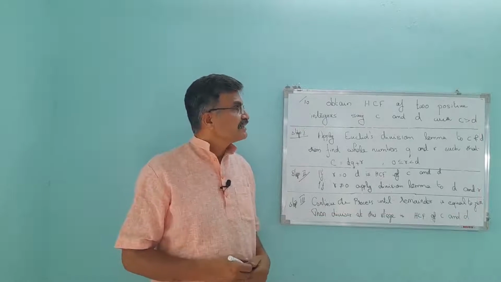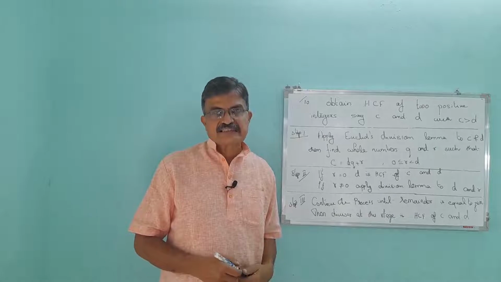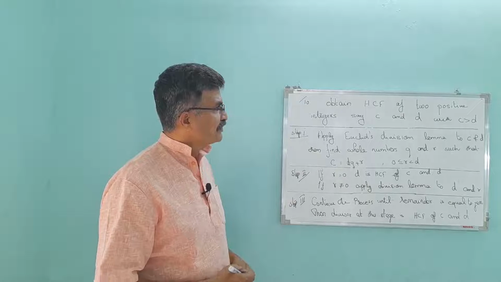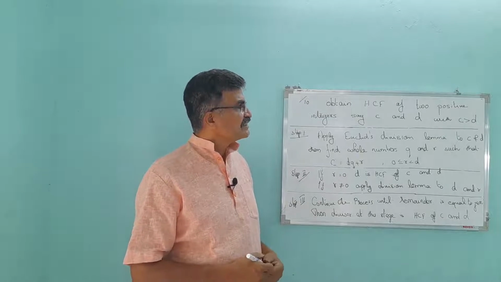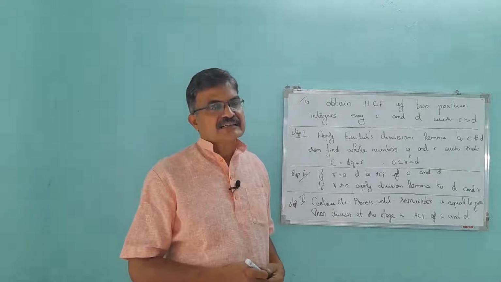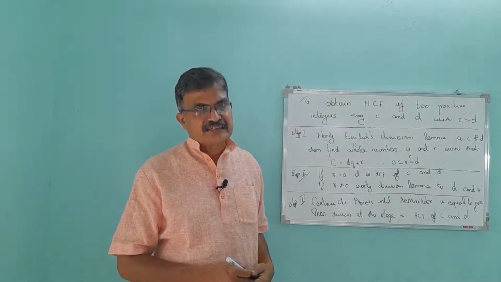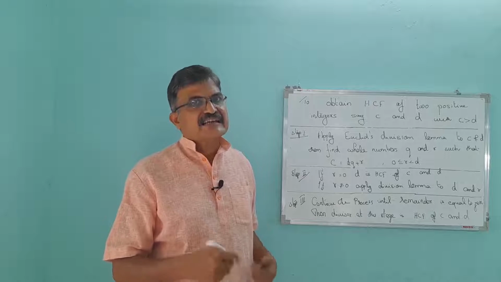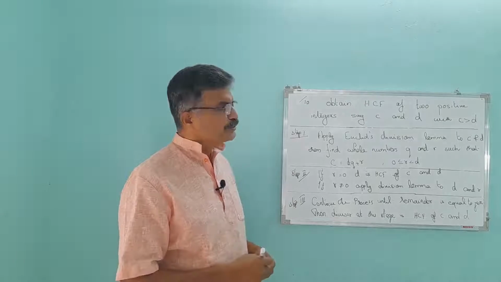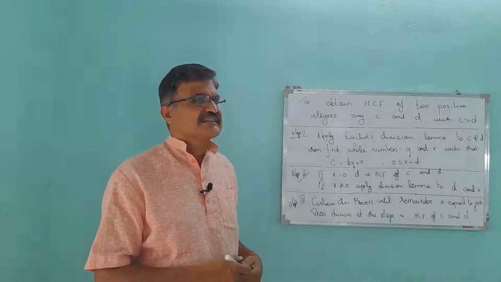Now we will see how to find the HCF of two positive integers using Euclid's division algorithm. Here we use the letters C and D to represent the numbers. Why do we use C and D? In the previous section, in Euclid's division lemma, we used the letters A and B to represent the numbers. That's why we use C and D here, in order to avoid confusion with Euclid's division lemma.